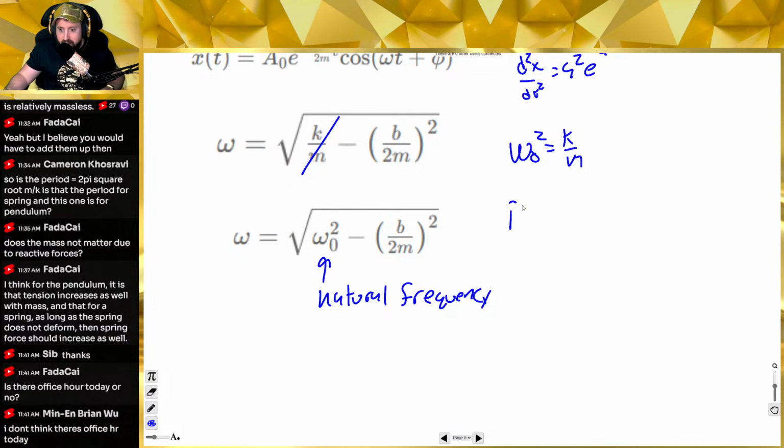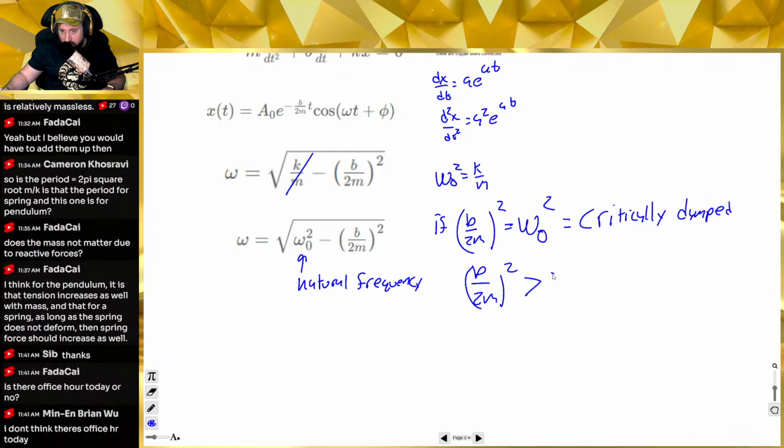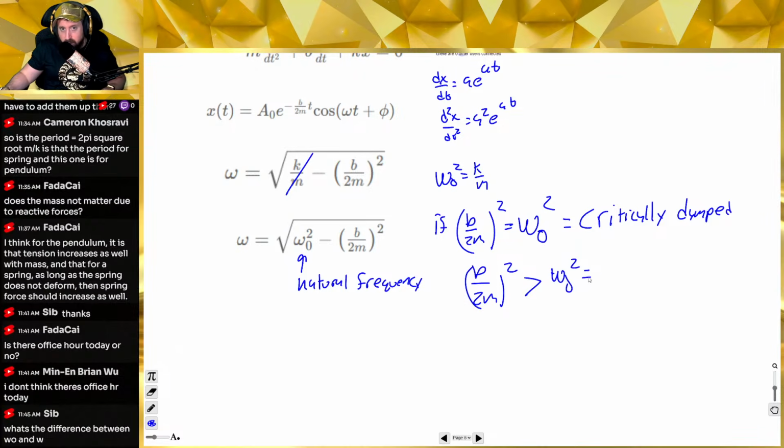If b over 2m squared is equal to omega naught, you have a special case, which is called, let me see, I gotta make sure I get this one right. Right, okay. This is what we call critically damped. And then if b over 2m squared is bigger than omega naught squared, you have overdamped. Good.